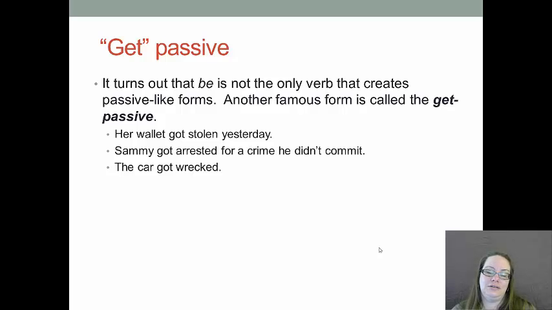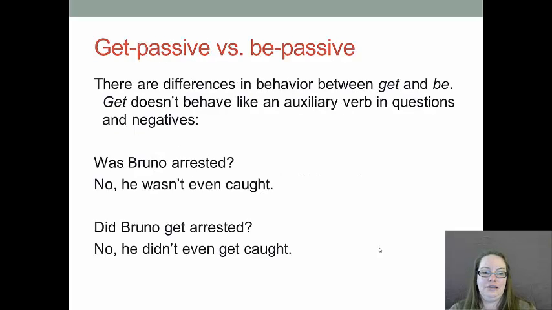In standard American English, we often view these as somehow not as good as the to be passive. So my wallet was stolen yesterday. However, in British English, this is often the more acceptable form. Here are some differences. Was Bruno arrested? No, he wasn't even caught. Did Bruno get arrested? No, he didn't even get caught.